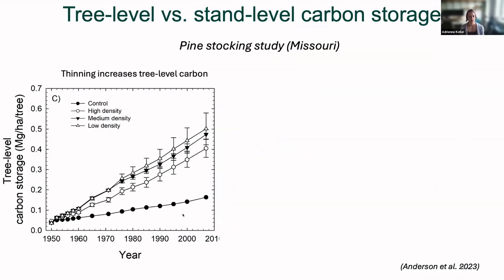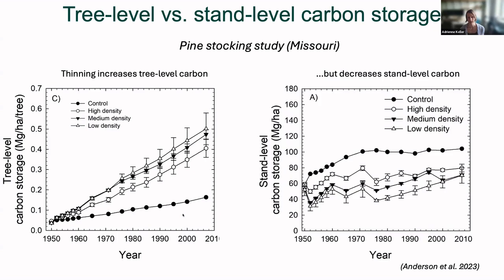And here is a nice study from a pine stocking study in Missouri that shows here on the left how thinning increases tree level carbon. So here we have different levels of thinning, so our control is in the filled in circles, and we see that the control has the lowest amount of carbon storage in a given tree compared to these thinning treatments, whether it's thinning at low, medium, or high density. Okay, and so if you thin, you're able to grow fewer but bigger trees, right? Because there's more light, there's more nutrients, there's more soil space to support the fewer trees that do exist.